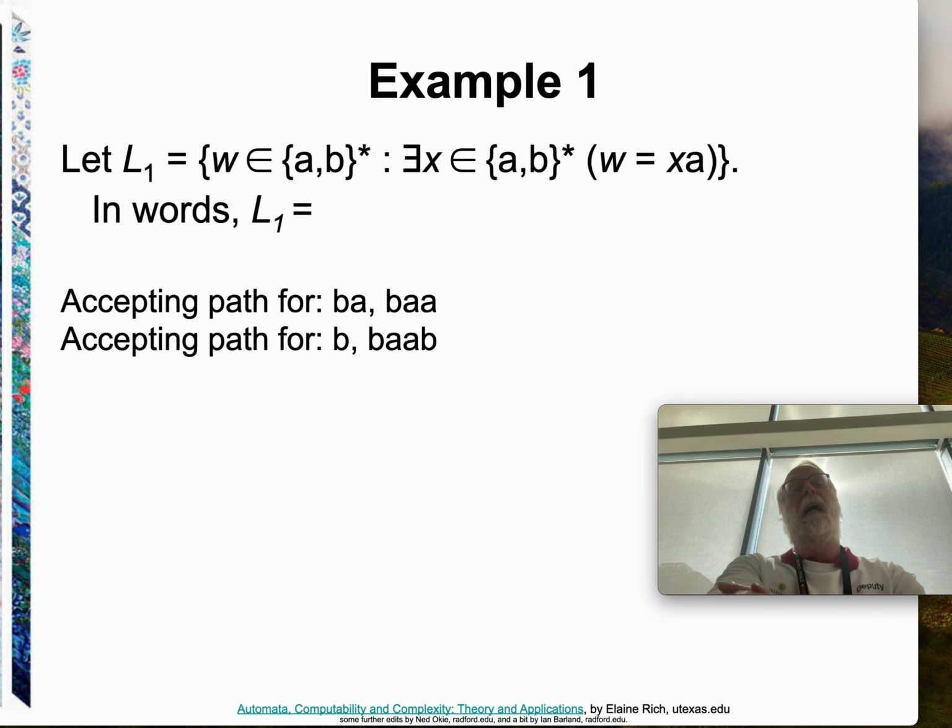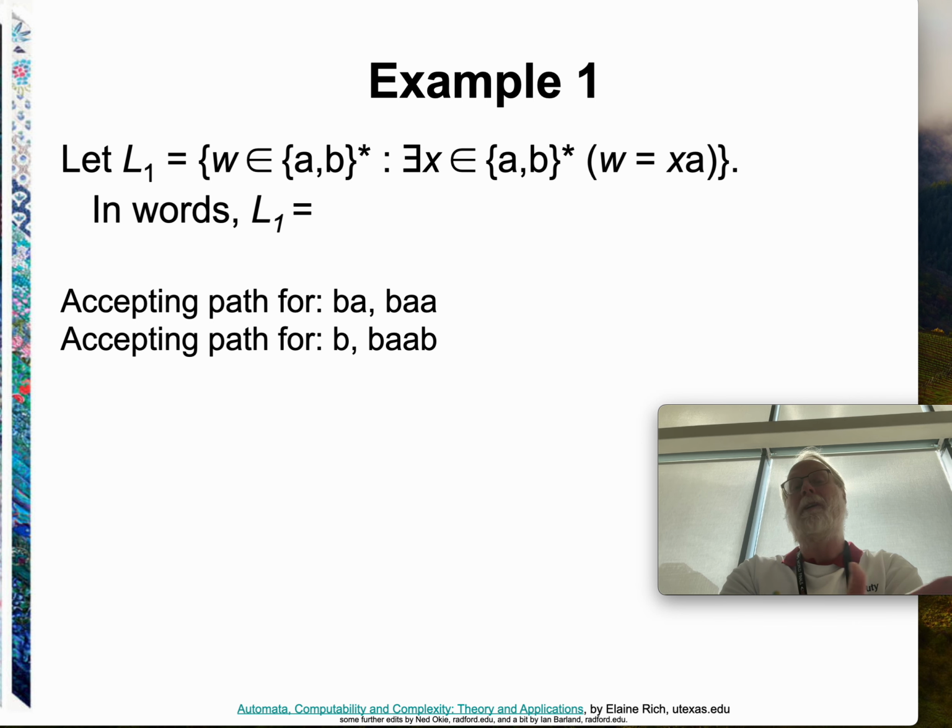So let's look at this. First we're just going to define a language. Let's read the logic of this language. Let L1 be the set of all strings W such that there exists a string X such that W equals X concatenated with the letter A. Oh, that's all the strings ending in A. That's the machine. We had a machine for that. We just barely wrote it.